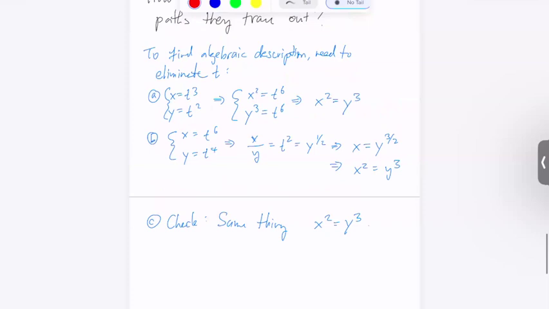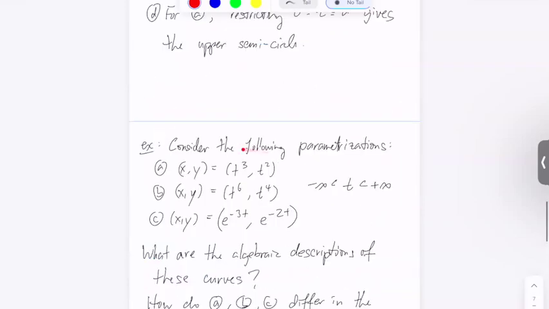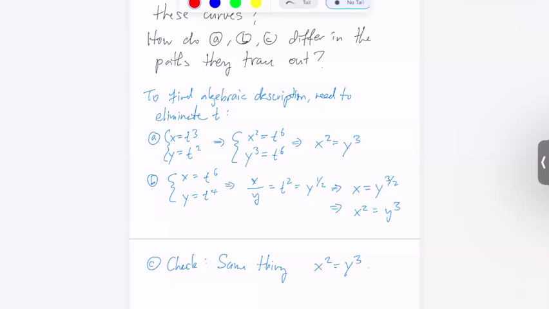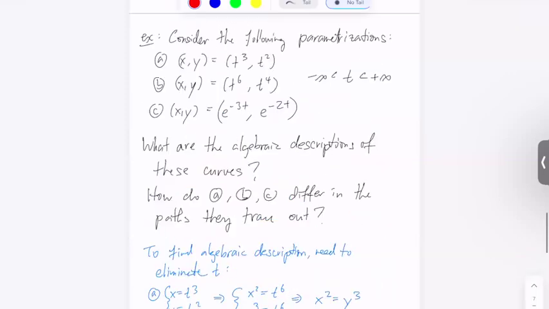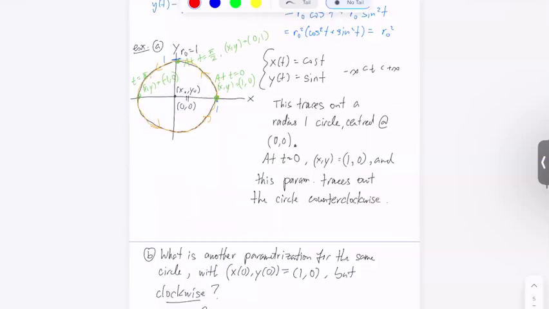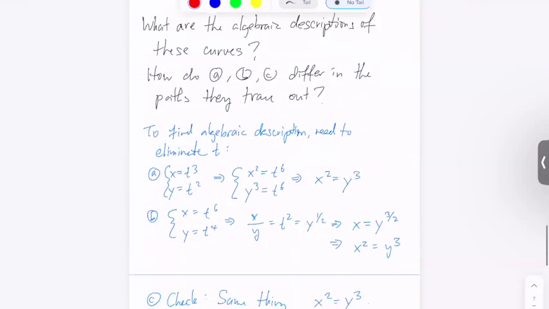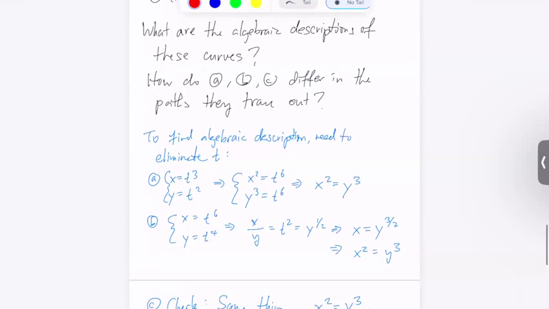There's a subtle thing though. Because you're given parametrizations here, they give you different information, even though they satisfy the same algebraic equation. They trace out different portions of the curve, just like we had above: a full circle once, a full circle several times, a full circle clockwise versus counterclockwise, and portions of the full circle. So you have to be careful. So maybe tomorrow, let's start off class with figuring out how these paths differ in the paths they trace out.